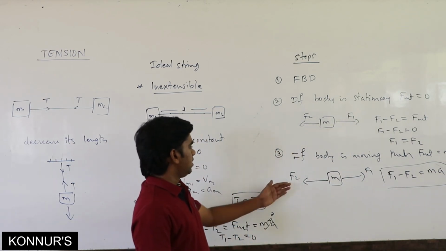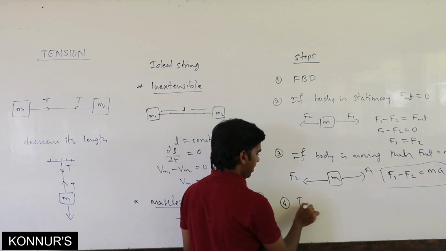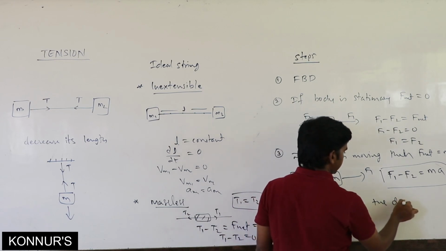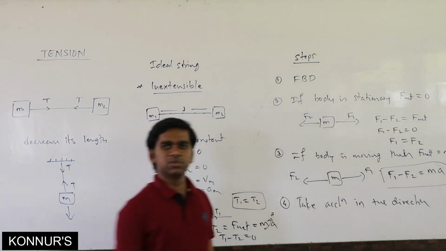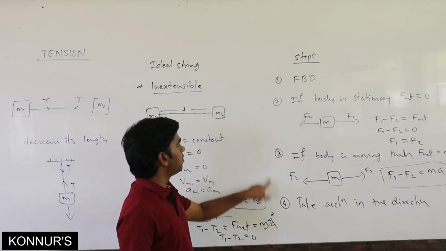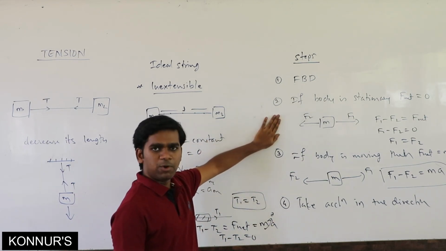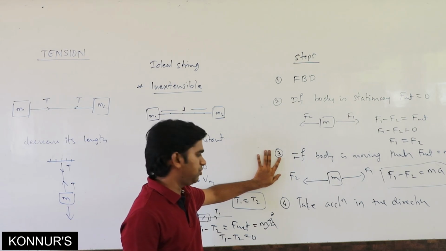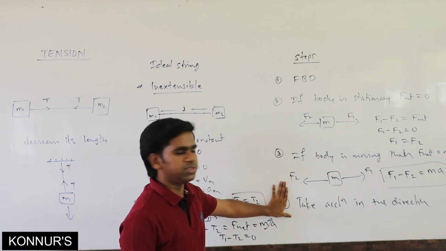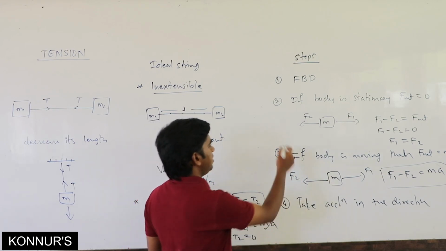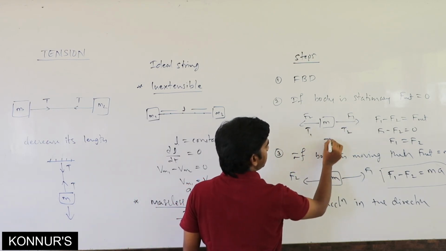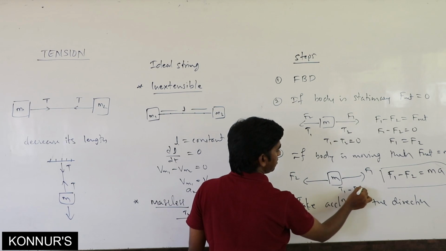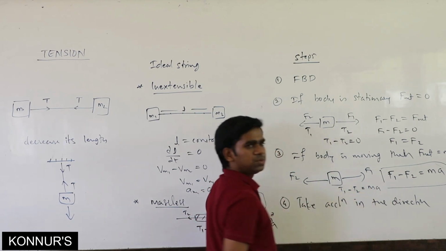Okay. So the fourth step is, take all accelerations in the positive direction. These are the steps we need to follow. First, draw the free body diagram. If the body is stationary, take F net equals to 0. If the body is moving, take F net equals to mass into acceleration and take acceleration in the positive direction. For example, if this side T1 is acting, this side T2 is acting. If the body is at rest, T1 minus T2 equals 0. Here, T1 minus T2 equals m into a.